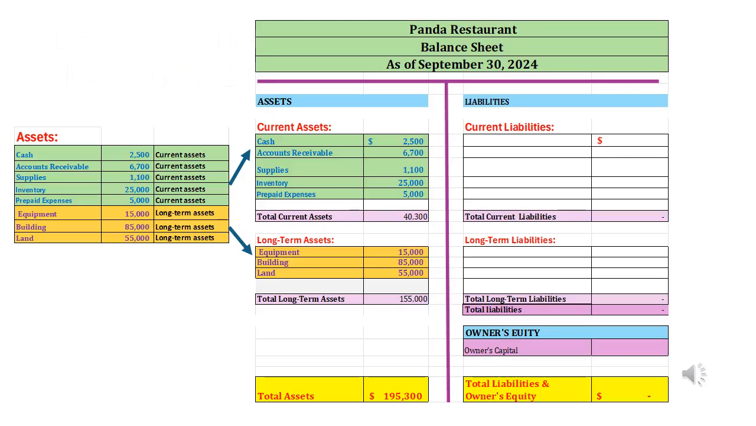Now, let's see a filled balance sheet example for Panda Restaurant. Notice how the assets and liabilities are categorized and totaled, providing a clear picture of the financial status.